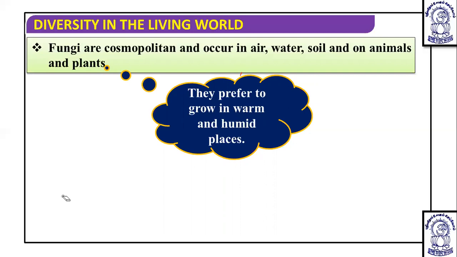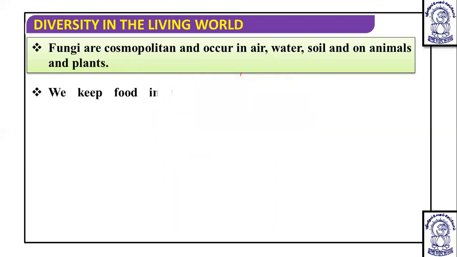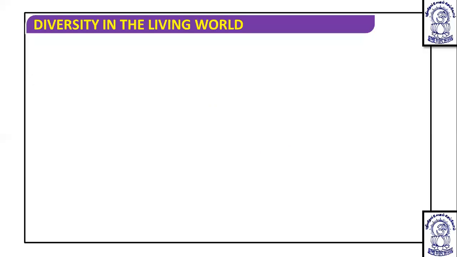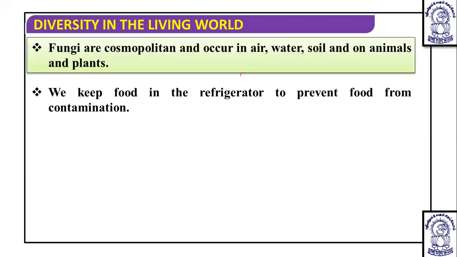Next to that, if we discuss, we keep food in a refrigerator to prevent the food from contamination. And that can be bacterial or fungal contamination, but usually fungal contamination, because in a refrigerator the temperature is too low, so the fungus becomes inactive. They are not able to germinate on this food.